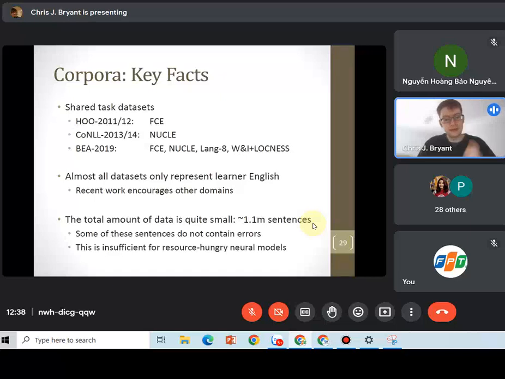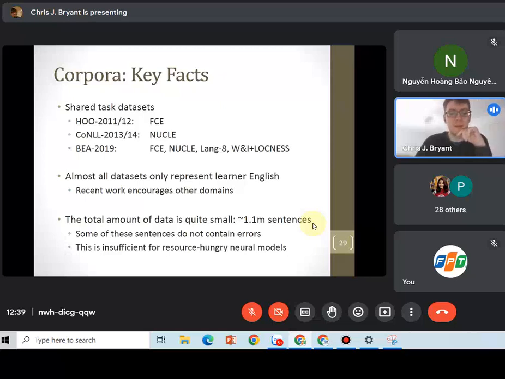Key things to know about these datasets. There were some shared tasks, which I will talk a little bit more about later. In the first set of shared tasks, they only used the FCE dataset. In the second set, they only used the NUCLE dataset. And in the most recent set of shared tasks, we used all four of these datasets. One limitation of these datasets is that all of them only really represent learner English. I mentioned at the start that it's good to focus on learner English, but there are also other domains such as business emails or poetry or instruction manuals or whatever.